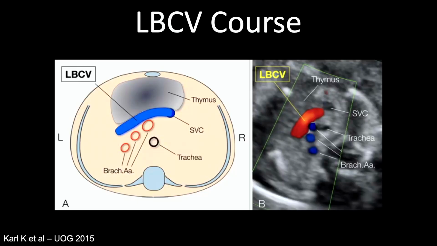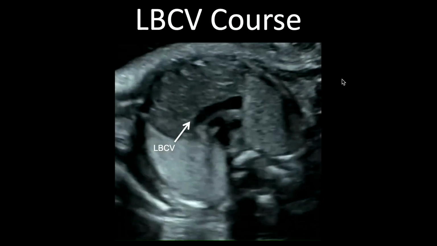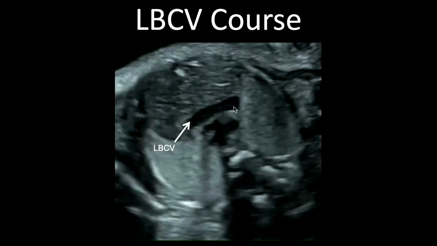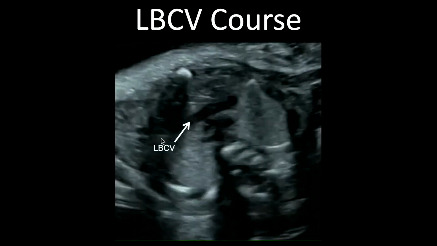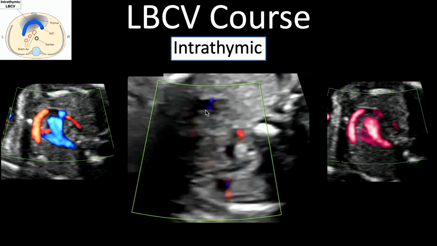Finally, abnormal course. This is the classic course for the left brachiocephalic vein. It borders the thymus gland, as you see right here, and here's the thymus gland right here, and this is the location of the brachiocephalic vein. It could be intrathymic, and this is a common source of referral, actually, because it looks abnormal inside the thymus gland. Here's the normal location right here at the borders of the thymus gland, and here's an abnormal one that's actually coursing in the middle of the thymus gland.